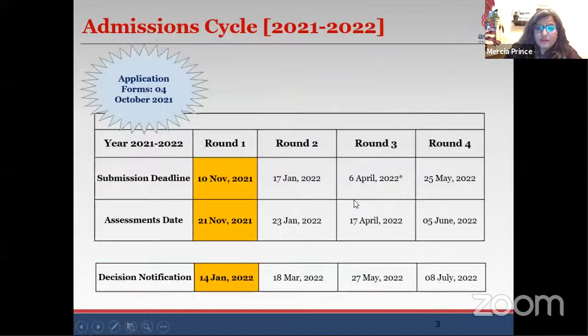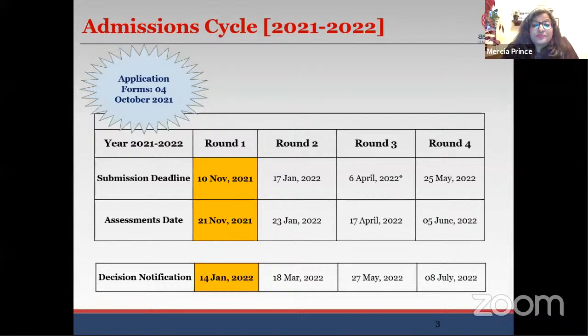So moving on. If you can see, this is what the calendar looks like for the year. And I've highlighted the round 1 dates that are coming up. So our applications open on October 4th. Submission deadline for round 1 is 10th November. Once you submit your application form, the mandatory assessments are on 21st November, which is a Sunday. And I will tell you more about the assessments, but basically it's 2 hours and our assessments will open at 9:30 in the morning till 4:30. You can take it at any point during that day. It will take you approximately 2 hours.